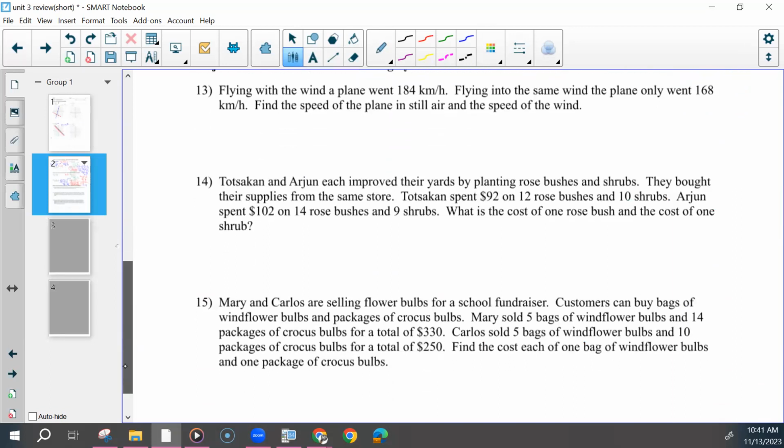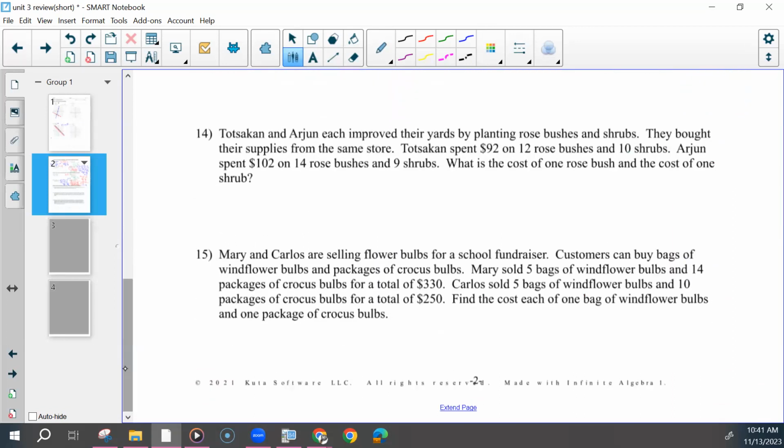15. Right, so Mary and Carlos are selling flower bulbs for a school fundraiser. Customers can buy bags of one flower bulb and packages of another. Mary sold 5 bags of windflower bulbs and 14 bags of bulbs for a total of $330. Carlos sold 5 bags of windflower bulbs and 10 packages of purpose bulbs for a total of $250. Find the cost of each 1 bag of windflower and 1 bag of bulbs. So what's important here.